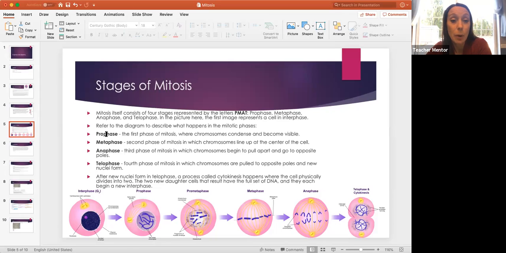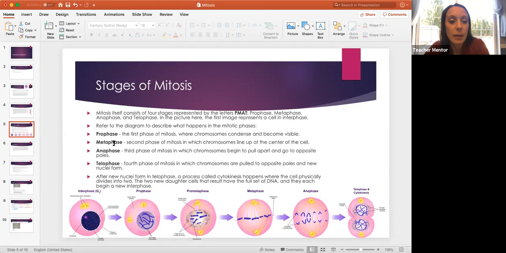So prophase, which is the first phase of mitosis. This is where the chromosomes condense and become visible. I'm going to move this out of the way here. So we've got the chromosomes condensing, becoming visible. You can see the chromatids there. And then we have prometaphase, kind of the medium between the two, as we talk about those chromosomes condensing and becoming visible, as you can see here.